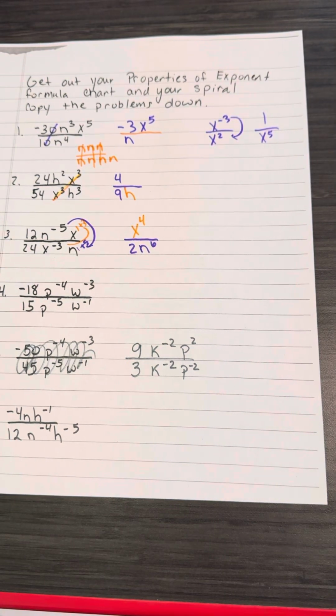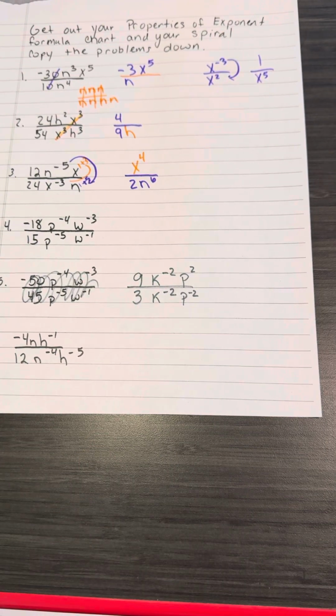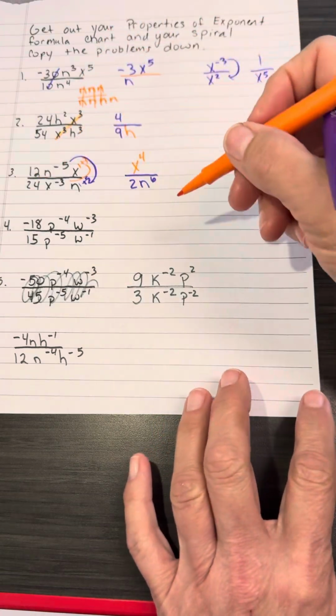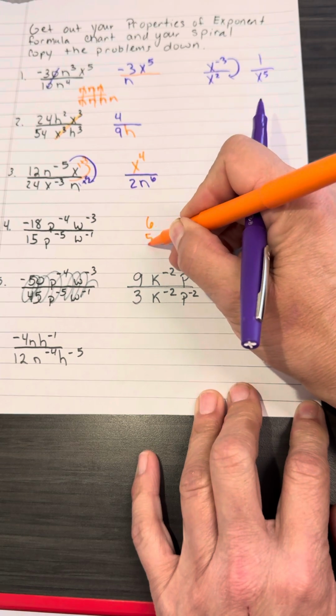And so if you put the 1, that's fine. It's not needed. Okay, number 4. -18 over 15. What is the greatest common factor for 18 over 15? What's the largest number that can go in both? 3. Very good. 3. So 18 divided by 3 is 6, and 15 divided by 3 is 5, and they are negative.